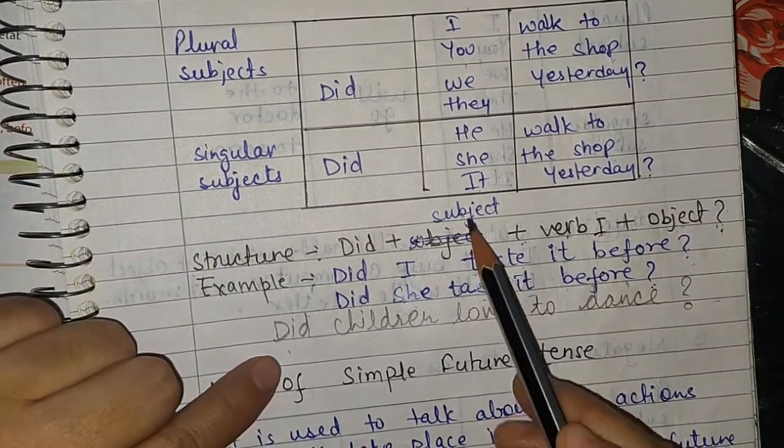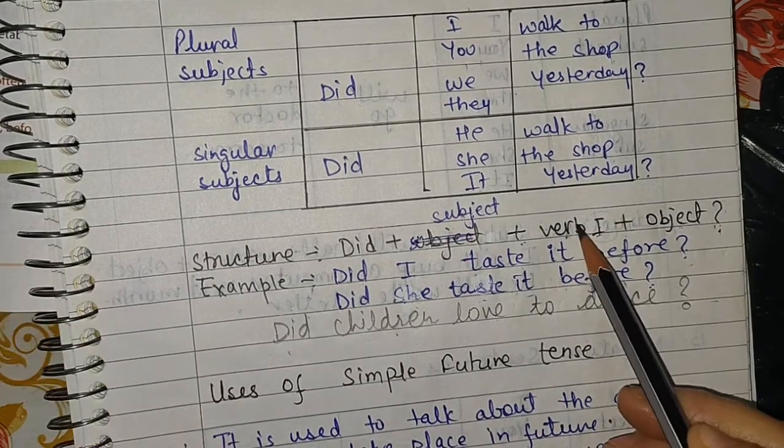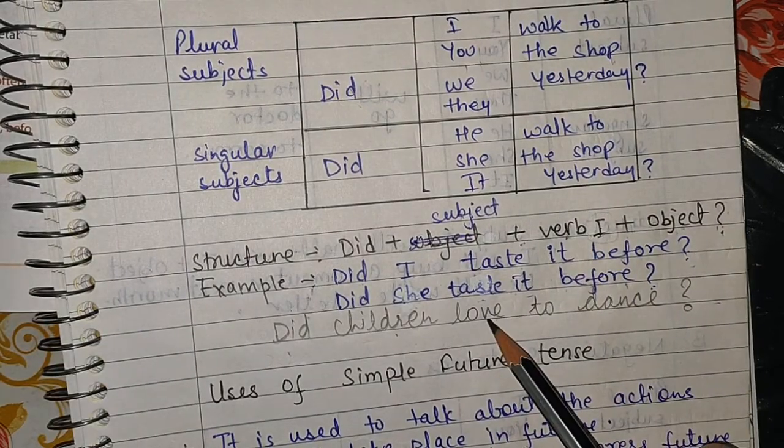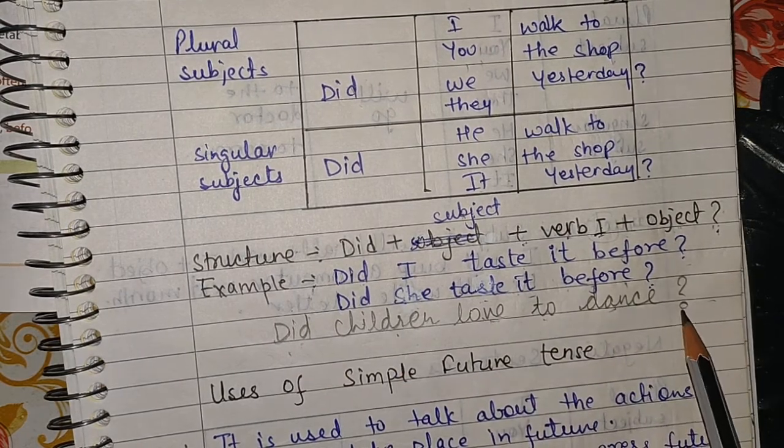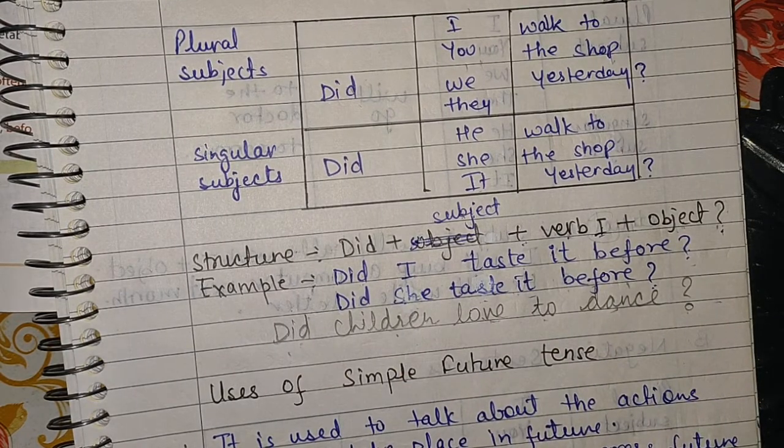So did, subject children, verb, think of one verb here. I have used love. In the first form it is love. In the first form we will not use loved, okay, because did is here. Did children love to dance? Question mark. Okay, so I hope you have understood.